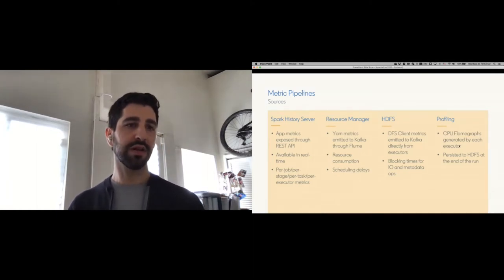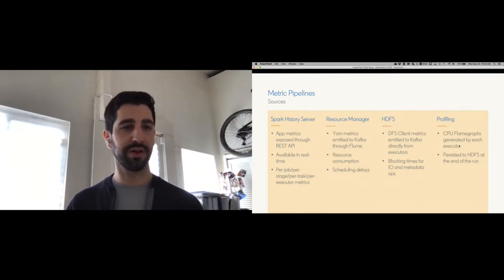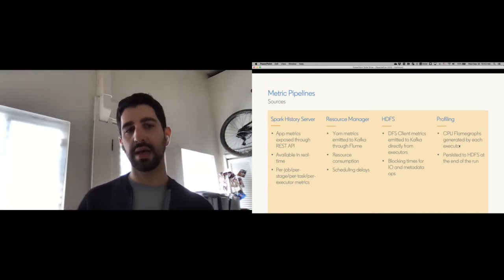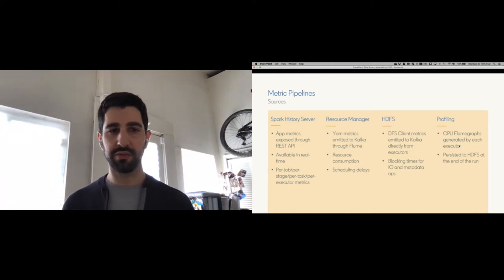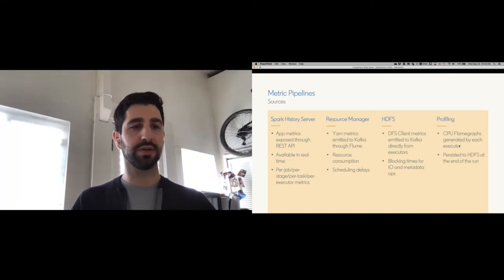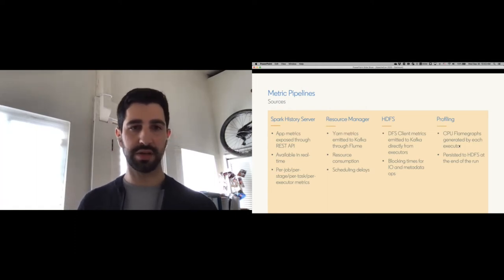The first one is the Spark History Server, which I suppose most of you are very familiar with. The application metrics through Spark History Server are exposed through a REST API. And then those are available in real time or near real time, depending on how long it takes to actually process the logs for a particular job. And it gives us per job, per stage, per task, and per executor metrics.